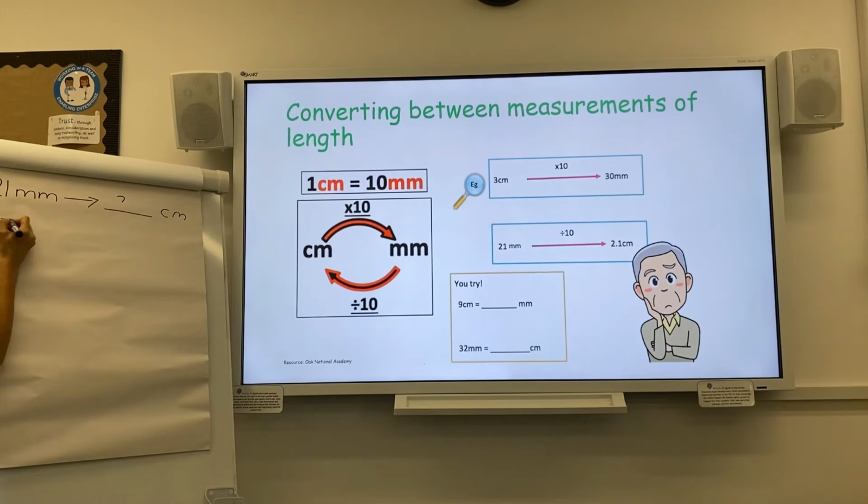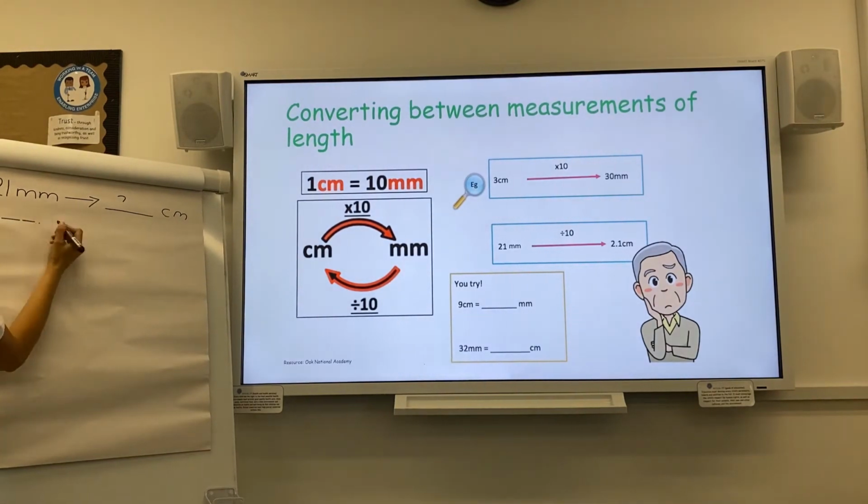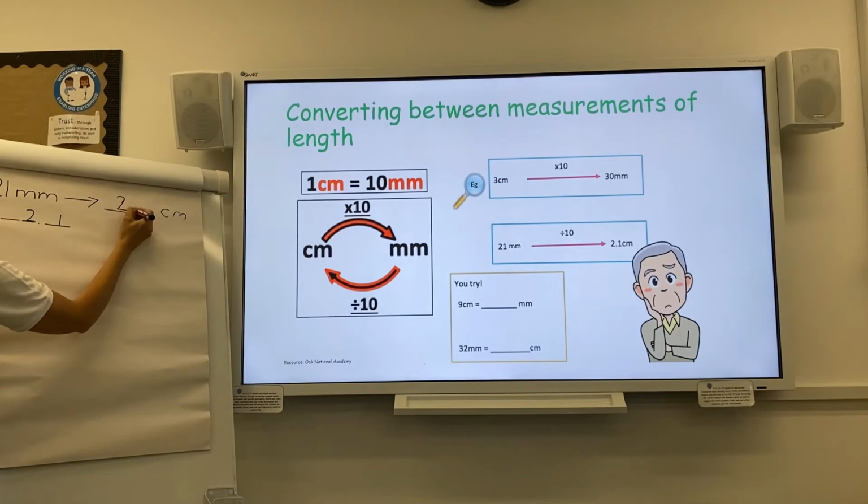So let's have a look. This is what my number looks like at the moment. I am dividing, so it's going to become smaller. It's going to become smaller by 1 space. So if I take my 21, I can move my digits so it falls into the correct place. So what would the answer be? It would be 2.1.